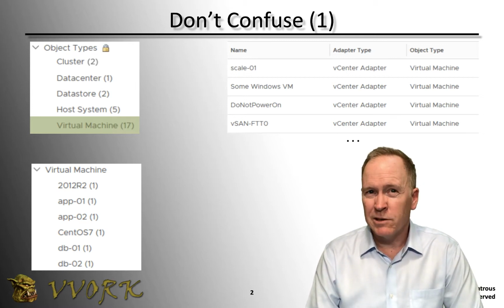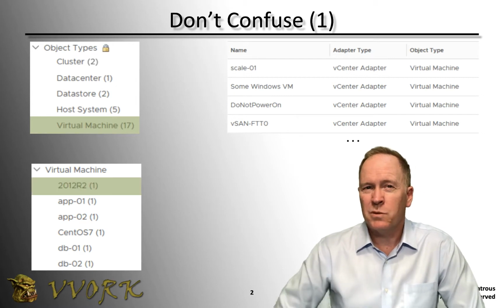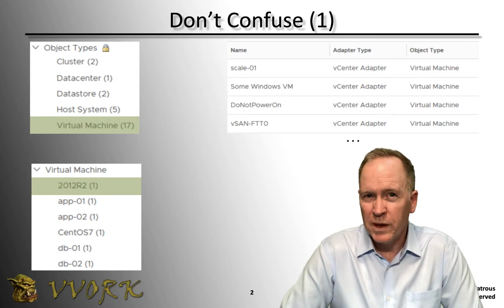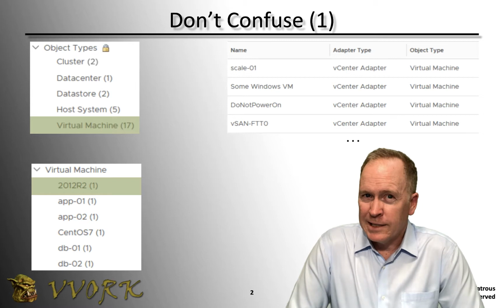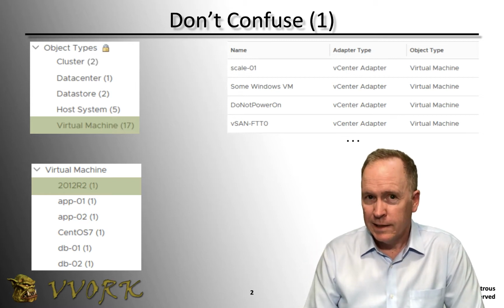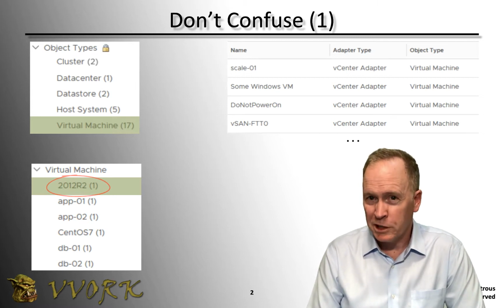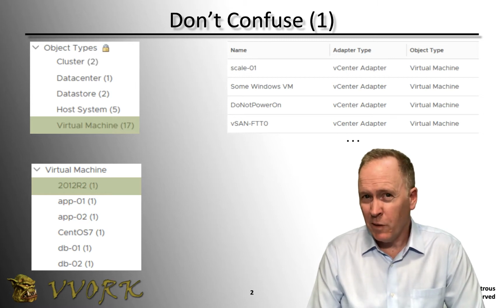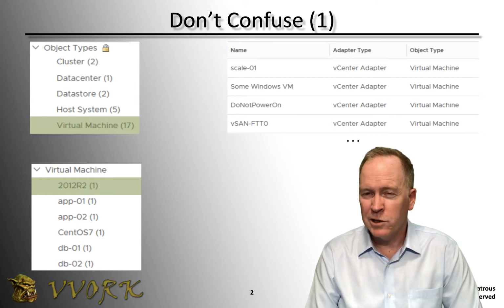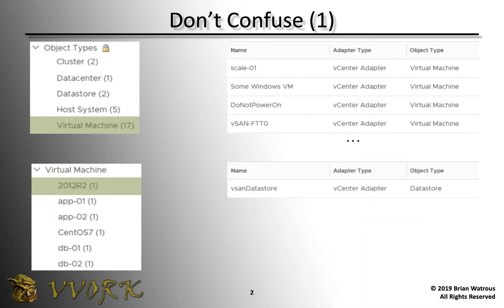But I casually mentioned that there's this other tag called virtual machine, and it has tag values such as this one here for 2012 R2. Now, if I select that tag value, 2012 R2, I'm not going to see a list of virtual machines, because that tag value is just for one VM. But notice when I select the 2012 R2 tag value, I don't see a VM in the resulting list. That tag value doesn't filter down to one virtual machine.